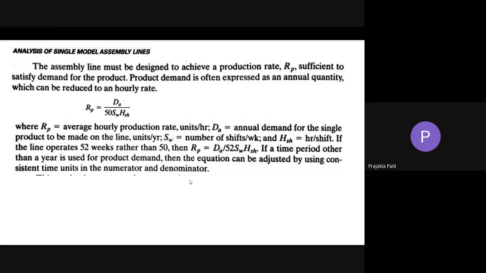So please note down this equation correctly. This is equation number 1 in unit 3. Sorry, this will be equation number 3 actually, if you consider from the manning level equations that you all have written. Or else you can just keep that aside, and with respect to the single model assembly line, this will be equation 1. Rp is given by Da / (50 × Sw × Hsh). The number 50 will change depending upon the number of weeks that the assembly line operates in a year.